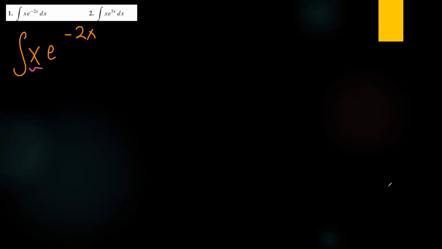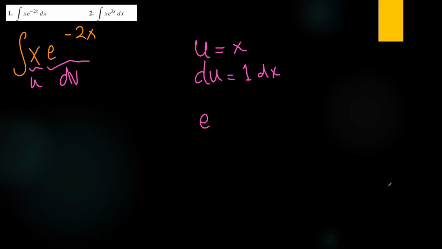Now, first, you have to ask yourself, which is easier to integrate, x or e to the power x? X. Which one, grade 11? X, teacher. Yes. So this is u, and this is dv. So if u is x, we need to find du, which is 1 dx. And if e to the power negative 2x is dv, so v will be the integration.